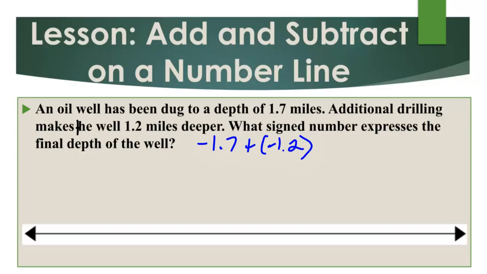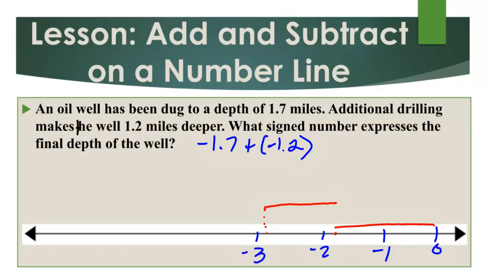So if we think about this on a number line, if this is 0 here, this would be negative 1, negative 2, and this is negative 3. So we'll say it goes to negative 1.7. So that's roughly here. And then they go another 1.2 away from that. So that's going to go roughly here. So it's going to be a little bit before the negative 3.